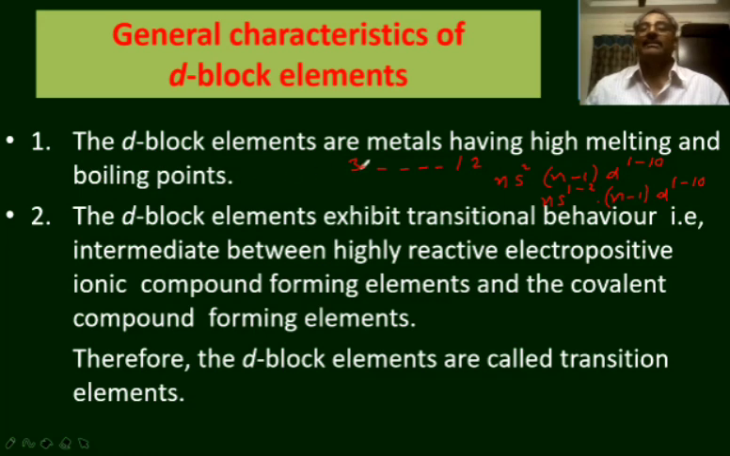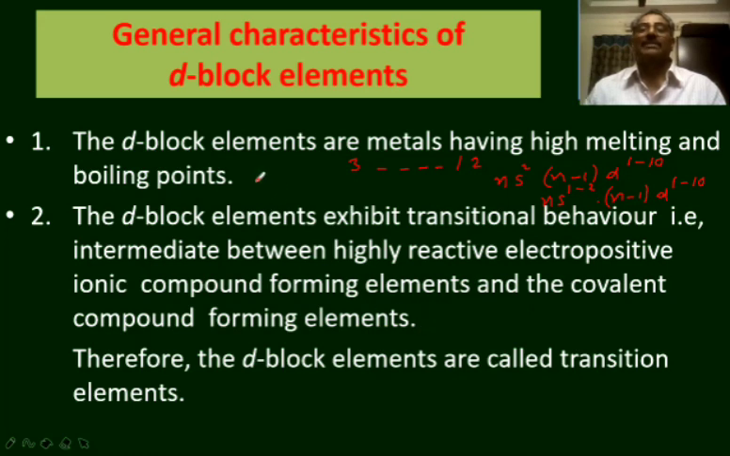The d block elements are metals which have high melting and boiling points. The metals in the s and p block elements are soft metals and they possess low melting and boiling points, whereas all the elements in the d block are metals and these metals possess high melting and boiling points. The d block elements exhibit transition behavior, that is, the behavior intermediate between highly electropositive elements and highly electronegative elements, that is intermediate between highly reactive electropositive ionic compound forming elements and covalent compound forming elements.